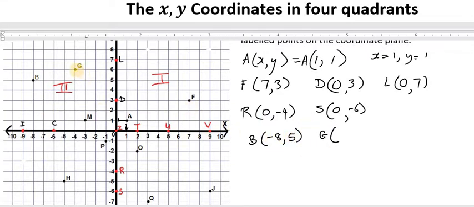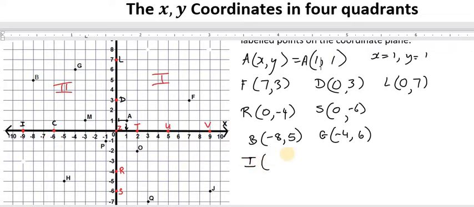Let's look at G. G has location -4 on the x-axis and 6 on the y-axis. Let's look at point I. Now point I is located where? On the x-axis itself. So this one is interesting. Previously we were looking at points found on the y-axis. But let's see what happens when the points are actually on the x-axis. What do you think will happen?